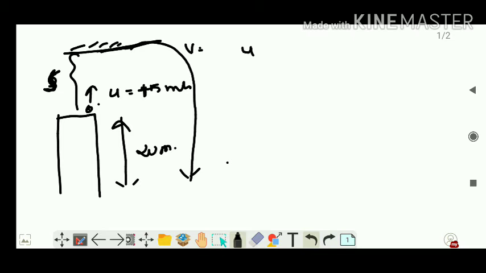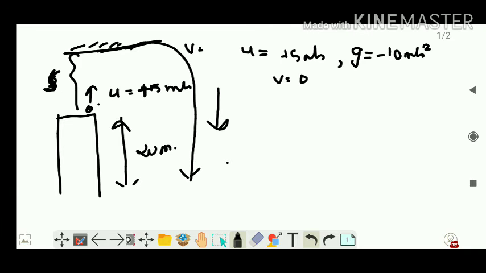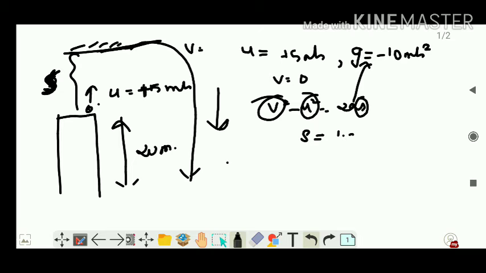So you have u as plus 5 meter per second. Now what will be a? Minus 10 meter per second square, because acceleration due to gravity is downward. And what is v? 0 at maximum height. This displacement I have to find. So we'll use v squared minus u squared is equal to 2as. Substitute the value for a, minus 10, u as plus 5 and v as 0. After calculation you will get s is equal to 1.25 meter.